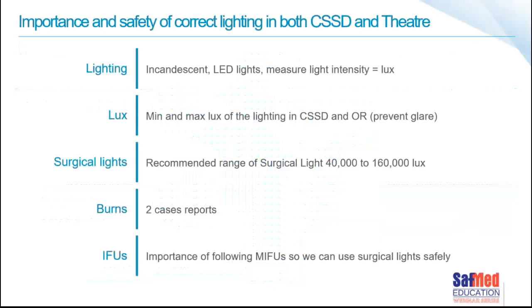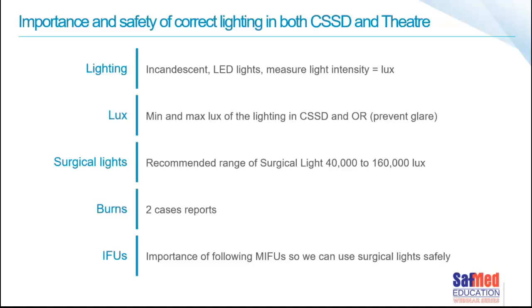So in essence, if we go back now and think about what we covered today, we've spoken about incandescent lights, LED lights, and measuring light intensity and terminology, light illuminance, and lux, so the basics behind it. Lux, the minimum and the maximum lux lighting in the CSSD and the operating room environment. Remember, we're looking at 500 lux in the general areas, in most areas, 1,000 lux for closely inspecting your instruments, 1,000 lux for the ambient light in the operating room, and we don't want it to be less than that.